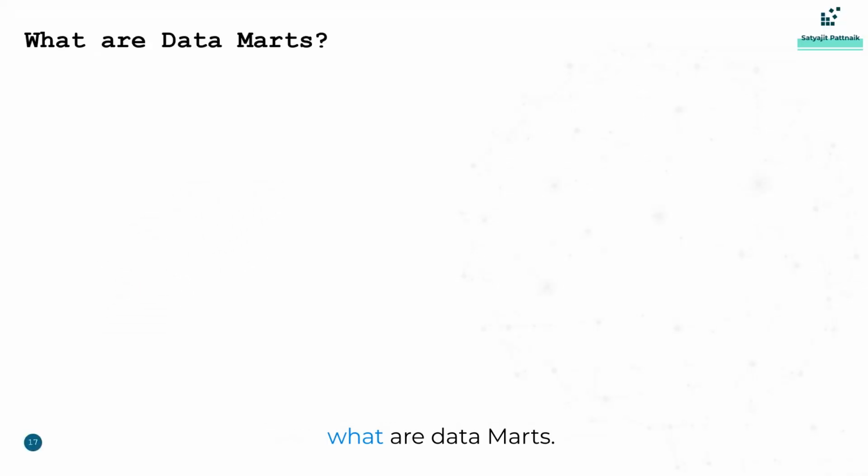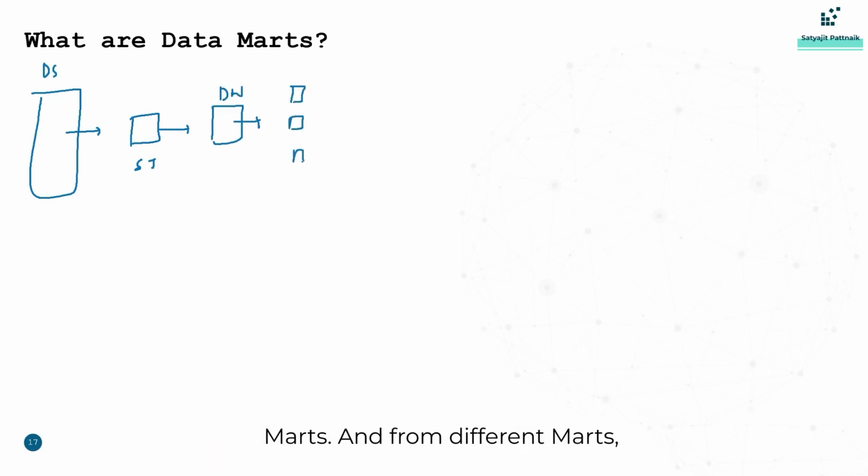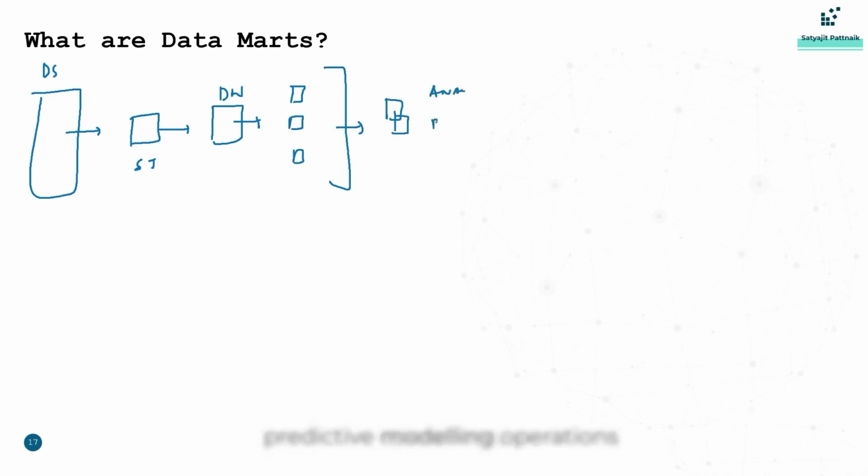Let's also try to understand what data marts are. As we have already explained the architecture in one of our previous videos, it starts with data sourcing, then we have a staging environment, then a data warehouse, and then different marts. From different marts, users are able to access data, perform analytical operations, predictive modeling operations, and many other things. So what exactly is a data mart, how is it different from a data warehouse, and what is the added advantage of using one? Directly from the data warehouse we can also easily perform these analytical steps, right?